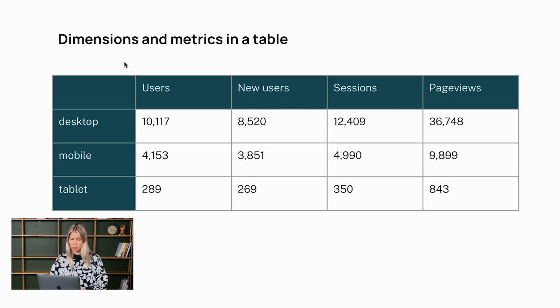And here, you can take a look at how dimensions and metrics look together in a table. So you have users, new users, sessions, and page views as metrics, and they're split by the device type, which is our dimension, and the values are desktop, mobile, and tablet.